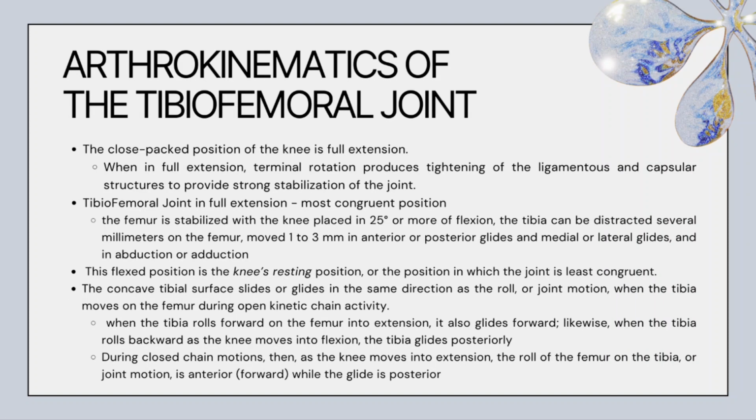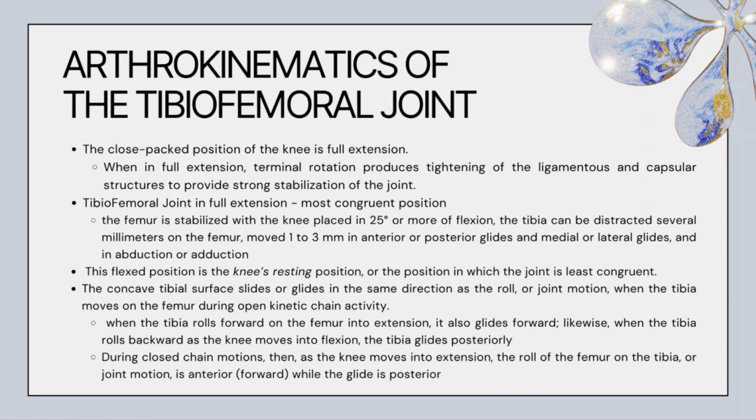So next is the arthrokinematics of the tibiofemoral joint. Arthrokinematics refers to the movement of joint surfaces. So, the close-packed position of the knee is when it is in full extension. When we are in full extension, the terminal rotation produces tightening of ligamentous and capsular structures to provide strong stabilization of the joint. So, the tibiofemoral joint is in its most congruent position when in full extension. Then, the least congruent position is when the knee is flexed or at rest.